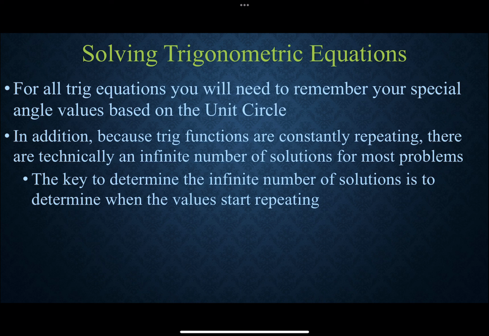Is that coterminal? Yes, it is. 13 pi over 6 is coterminal with pi over 6. So we'll write that answer as pi over 6 plus pi n. Now, why pi n? Well, the pattern that goes from pi over 6 to 7 pi over 6 is increasing by 6 pi over 6, which reduces to pi, hence pi n.